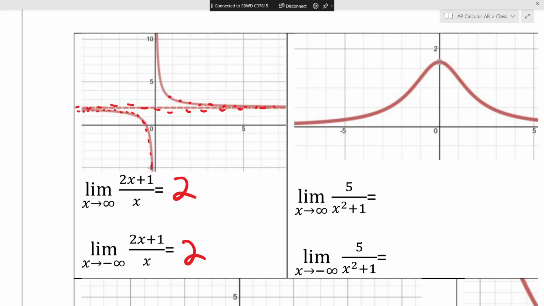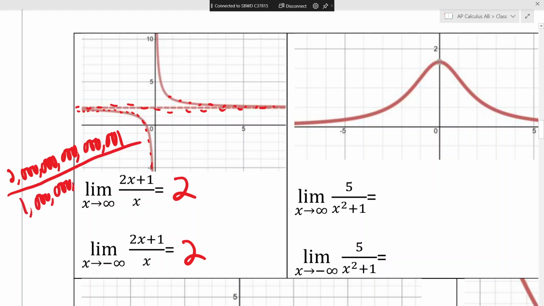As x gets bigger and bigger, like if we plug in 100 kajillion, the top is going to become 200 kajillion plus 1, over one of them. That's like 2 followed by a ton of zeros and then 1. I made too many zeros, I regret this. But guess what that equals about? 2. Very, very close to 2.